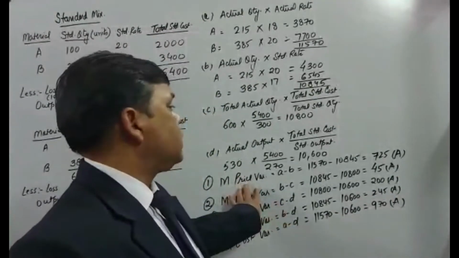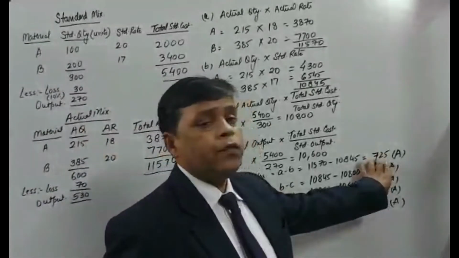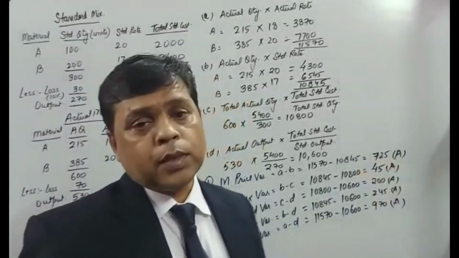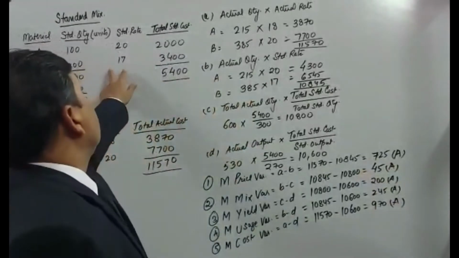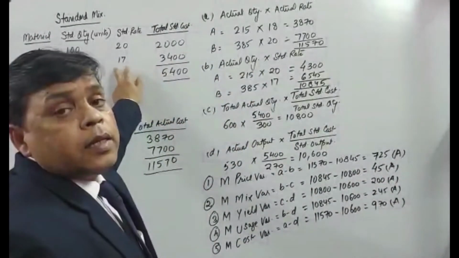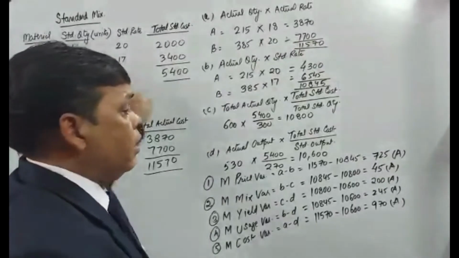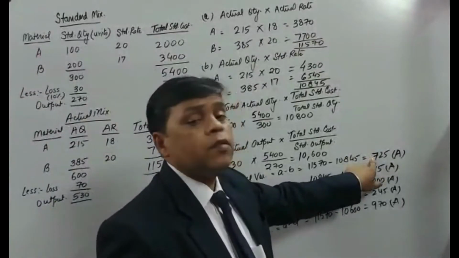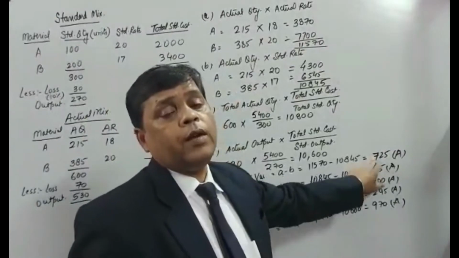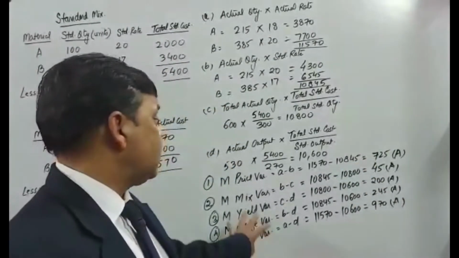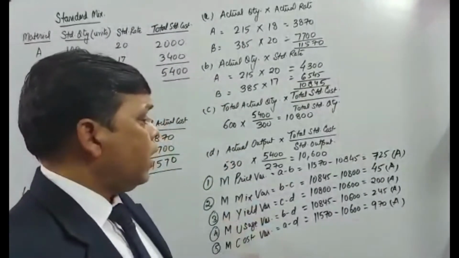Say for example, material price variance is 725 adverse. 725 adverse basically means that with the price which we have estimated earlier as the standard, there is a negative effect of 725 rupees. That is basically the material price variance, and so on.